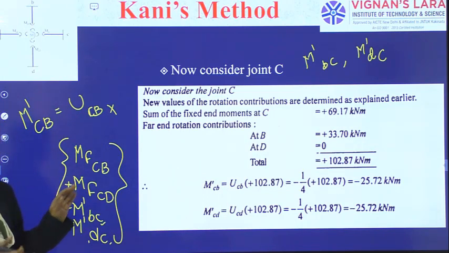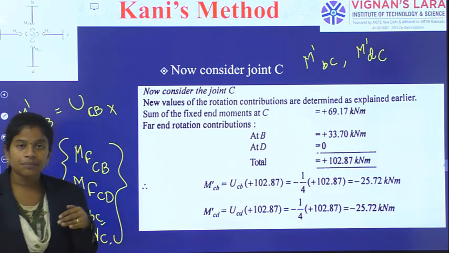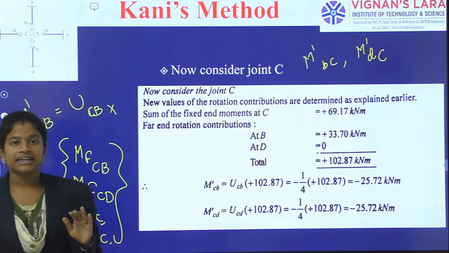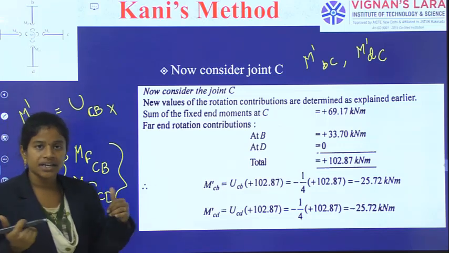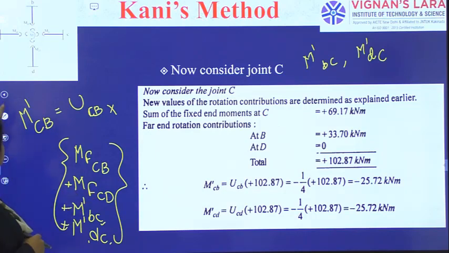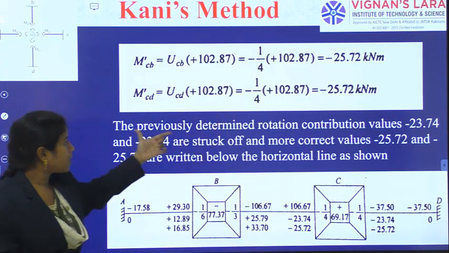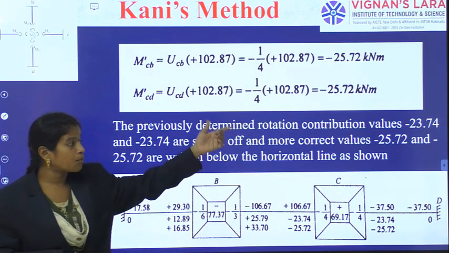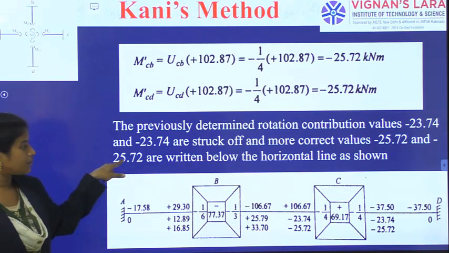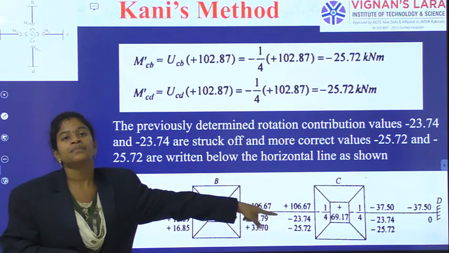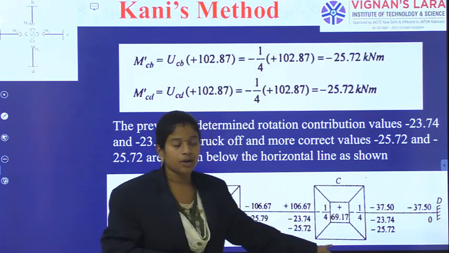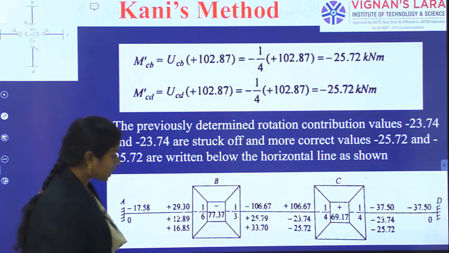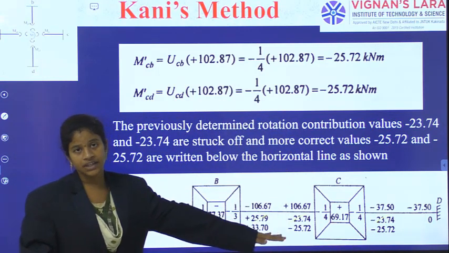As I said, once you have calculated one value, I will repeat the cycle. Now at joint C, towards B and towards D, we should write these values removing the previous values. The previously determined rotation contributions, minus 23.74 and minus 23.74, are struck off, and the more correct values, minus 25.72 and minus 25.72, are written below the horizontal line at the joint C. So these two struck values, and these are the new values.